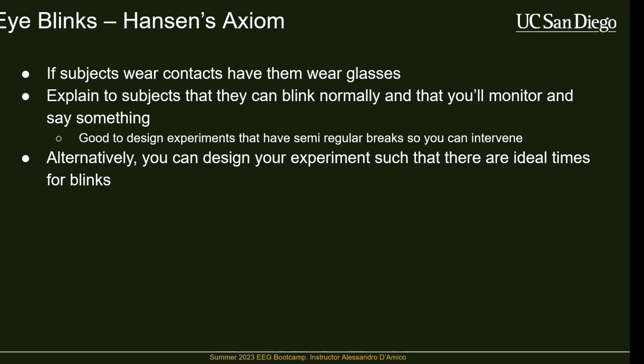You can also design your experiments such that there are ideal times for blinks. This is not that common, but sometimes you'll see it where it's like, you can blink now, and then the next trial starts, and then it'll say, okay, you can blink now, and then the trial starts. There's task constraints why that's not a common design, because it's essentially making the task more complicated, because being told when to blink is like a subtask.